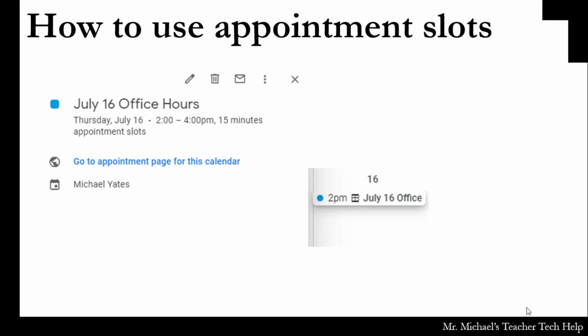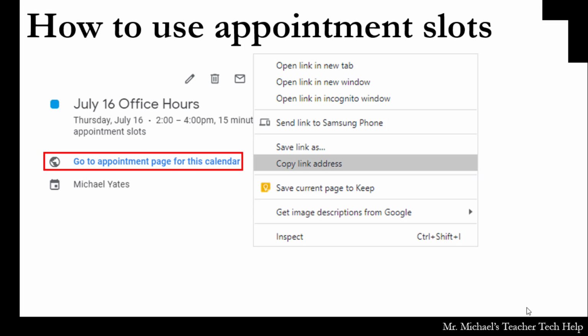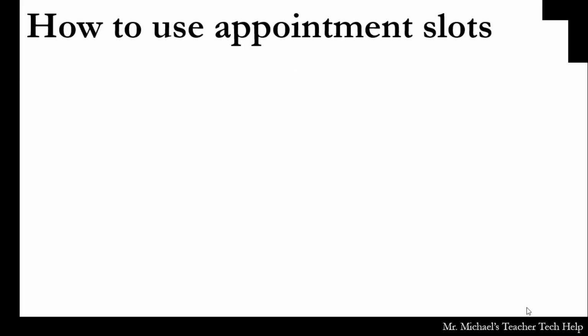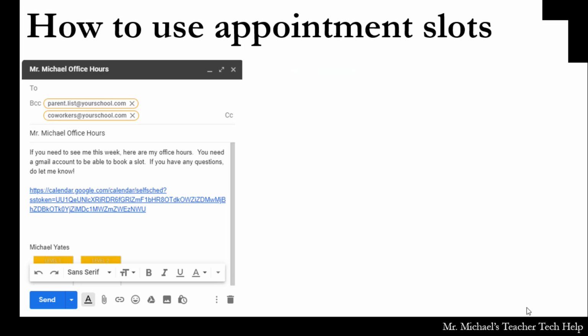Save it, and now you have this lovely thing in your calendar. For me, I said Thursday, July 16th from 2 to 4 p.m. and 15-minute appointment slots. As you see, on the 16th of July, I have this calendar entry. Now if you want people to be able to actually book slots with you, you can right-click on that link, copy link address, and then email it out.